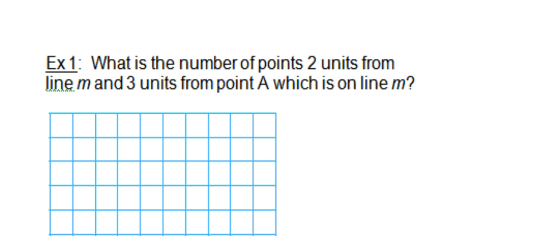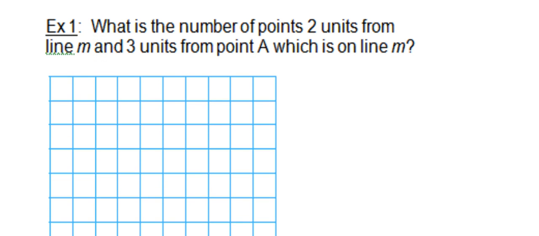All right, so in looking at the first example, it wants to know what is the number of points that's both 2 units away from line M and at the same time 3 units away from point A, which is on line M. So in looking at this, my first given here, or my starting place, is going to be line M. So I'm going to sketch on my graph anywhere that I want a line that I'm going to call line M.